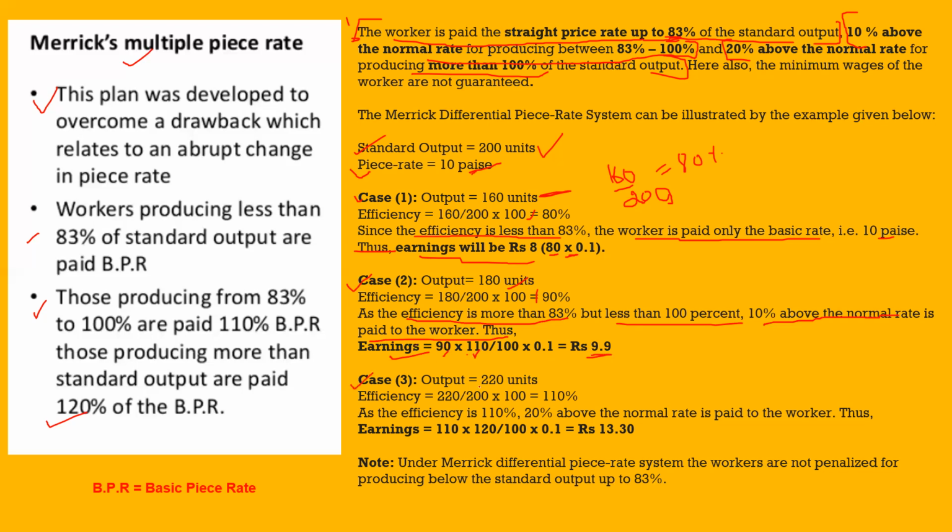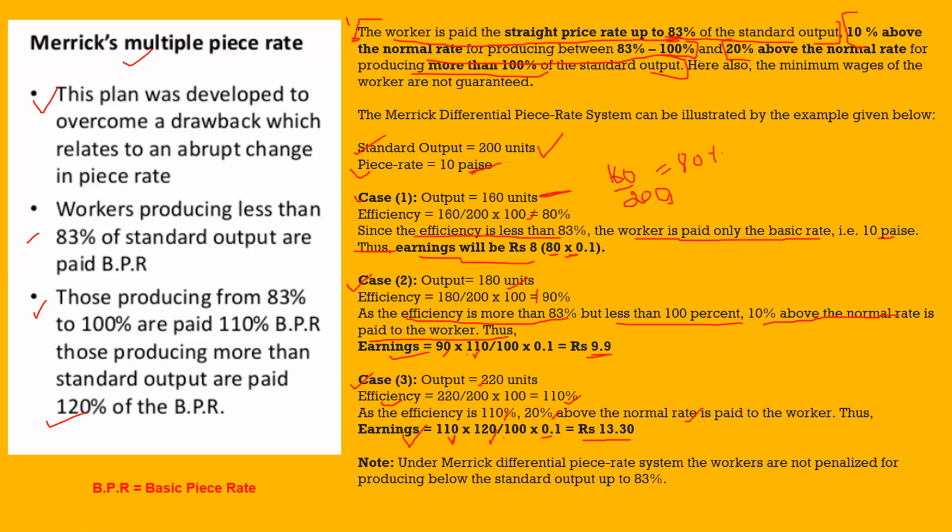In case 3, output is 220 units. Obviously, it is crossing the standard output. Now, efficiency is 110%. As the efficiency is 110%, 20% above the normal rate is paid to the worker. Thus, earning is 110, the percentage of efficiency, into 120. 120 is 100 plus 20% more, that is 120% should be paid more than 0.1, that is 10 paise. He is getting 13.30. So who is getting more? The person who is producing more is getting more.